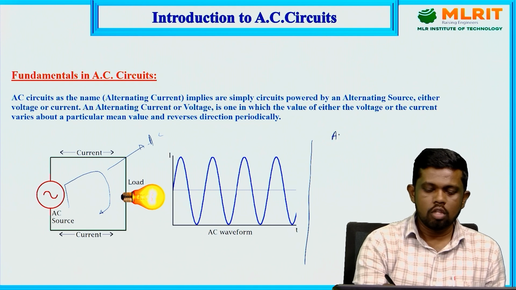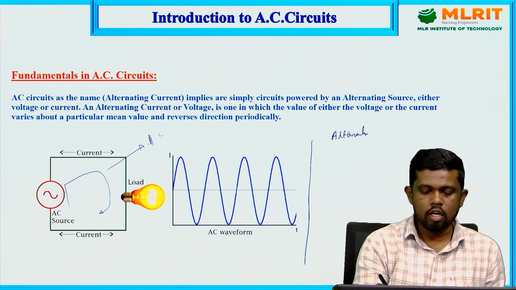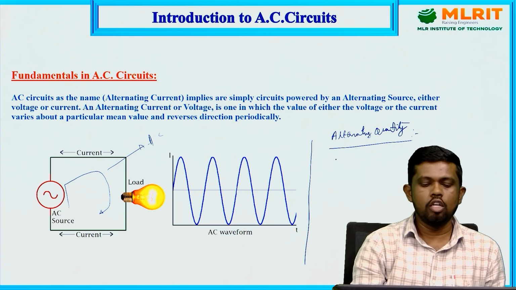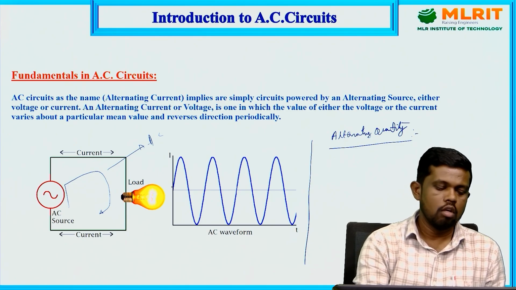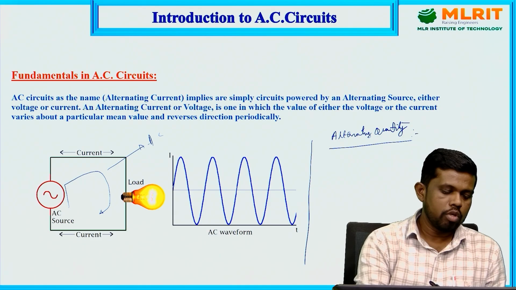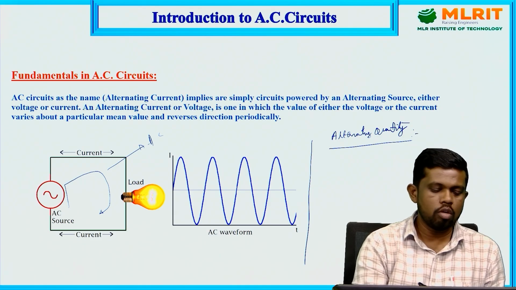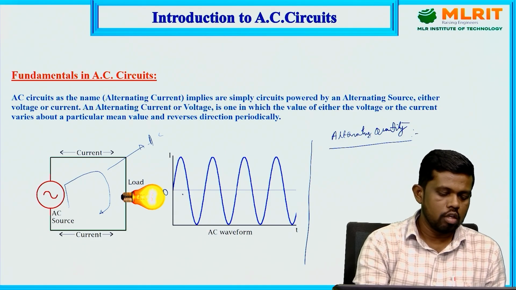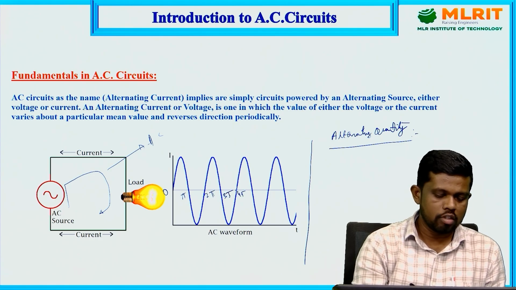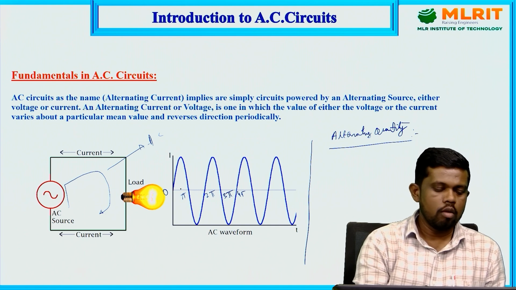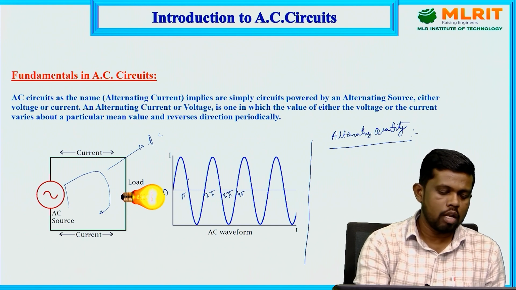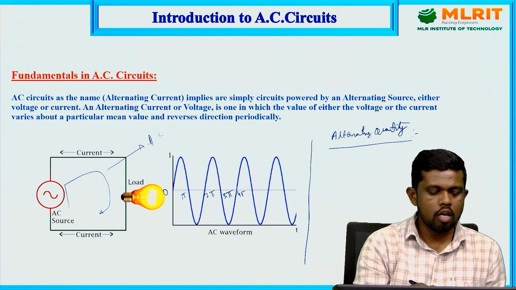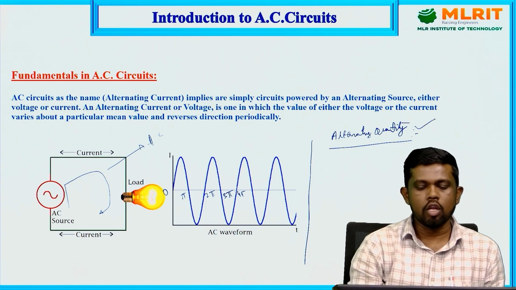Now we will discuss the alternating quantity. An alternating quantity is a voltage or current which changes its polarity and magnitude. Let us say it's a current. It is a kind of alternating quantity which changes its polarity and magnitude at a regular interval of time. This is 0, this is pi, 2 pi, then 3 pi, then 4 pi, and so on. So it changes its magnitude as well as its polarity at a regular interval of time.